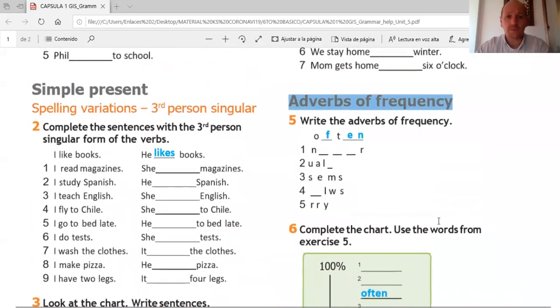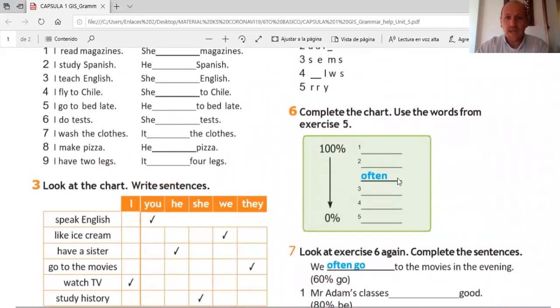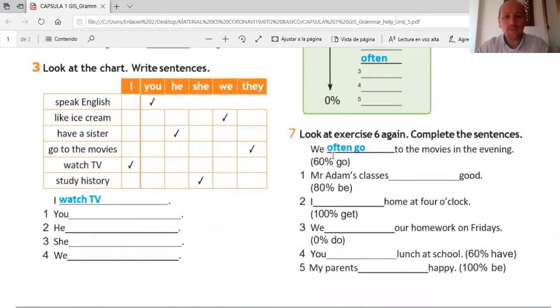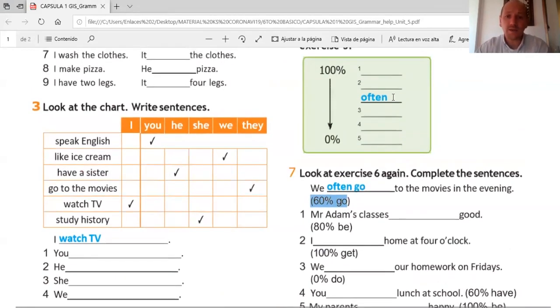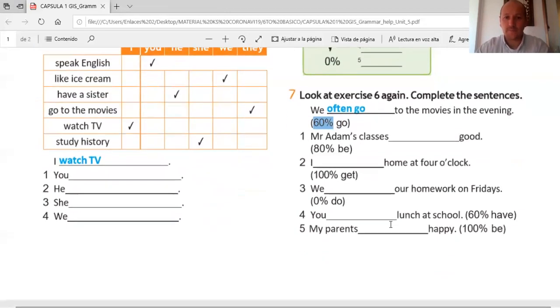So, in exercise number 5, you need to complete with the words missing, the frequency adverbs, and in exercise 6, you need to complete the chart with the words from exercise 5, with the same word, frequency adverb. And then we need to complete the sentence. We often go to the movies in the evening, according to the percent, de acuerdo al porcentaje. 60%, de 0 a 100, el 60% correspondía a often. We often go. ¿Ya? Ahí está el go, el verbo, y está el porcentaje.